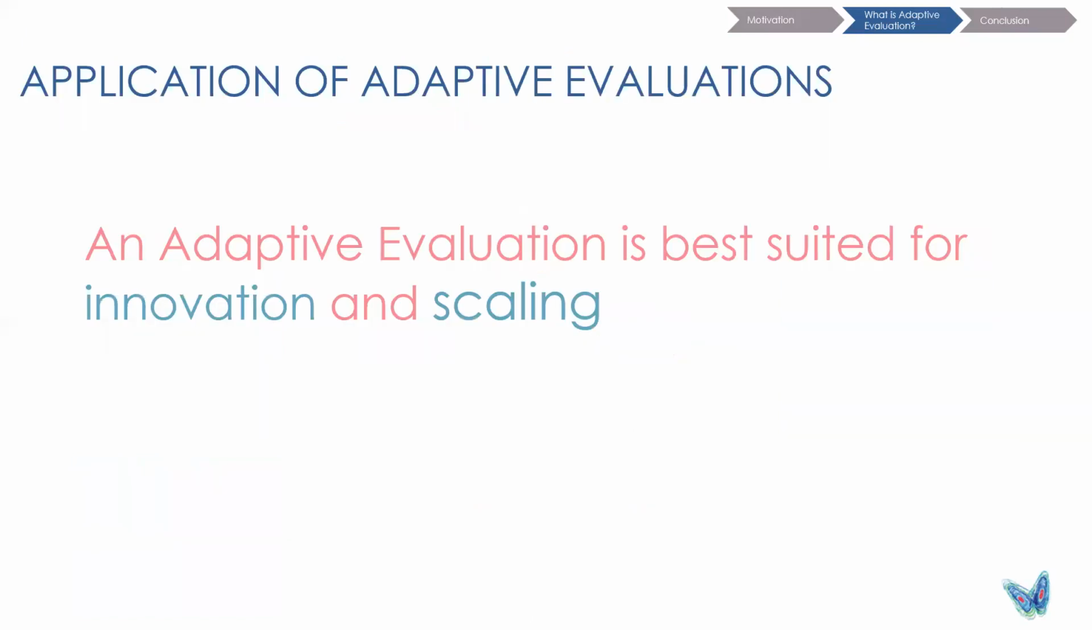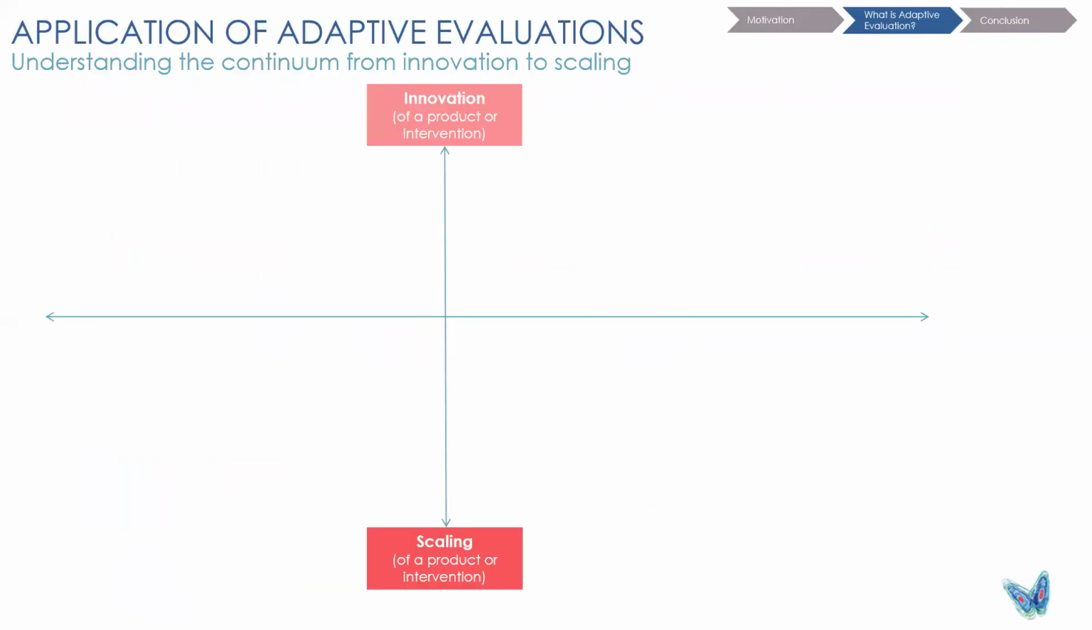Finally, we get into applications of an adaptive evaluation, and we think an adaptive evaluation is best suited for innovation and scaling. It's important to understand first that we think of innovation and scaling as a continuum. Very close to innovation is an exploratory or prototyping phase. This is when there are theoretically infinite designs or many designs. Because there are so many designs, you test typically at a very small scale, and there's little standardization of design because it's unclear what works and what doesn't.